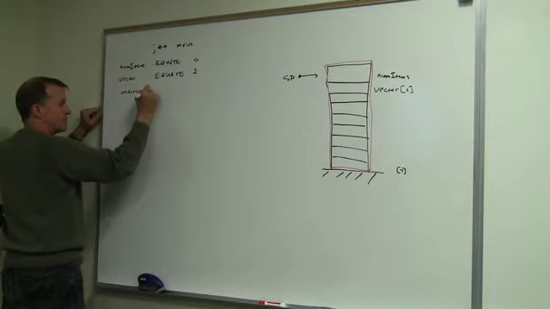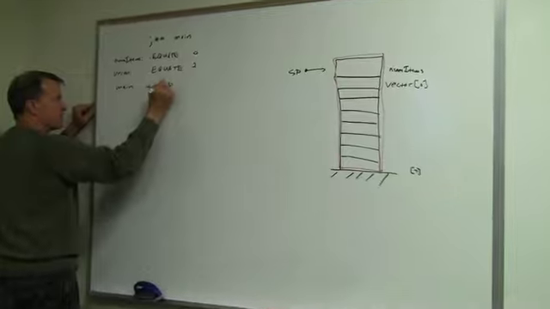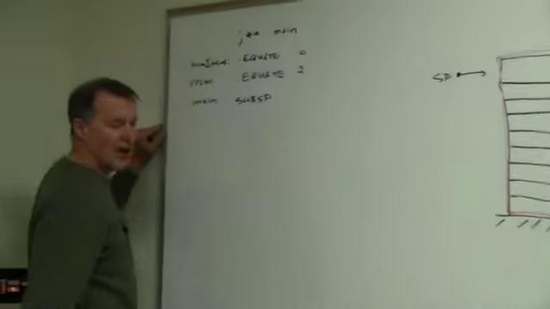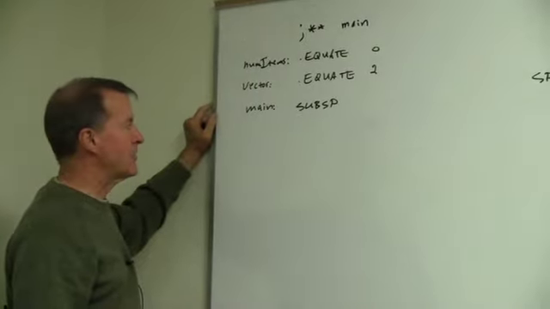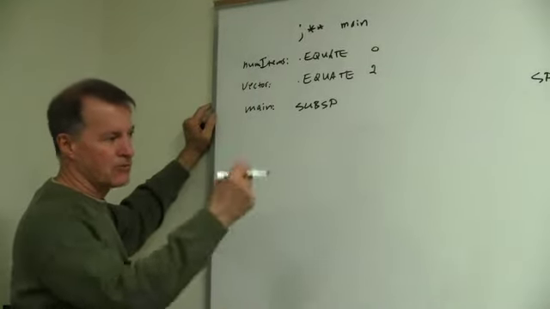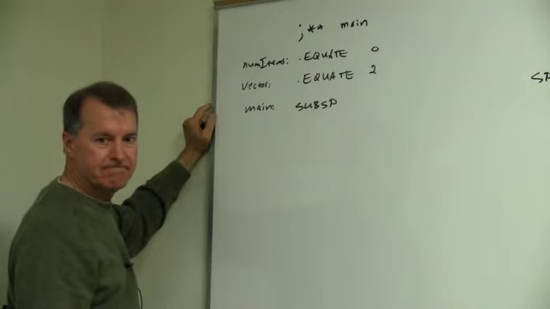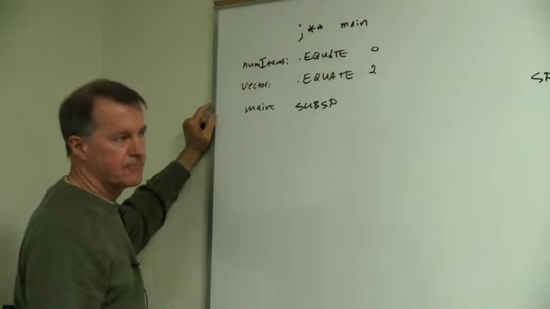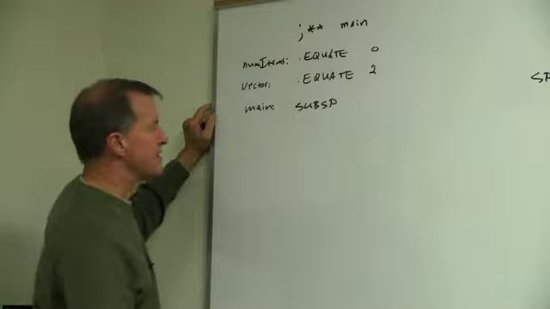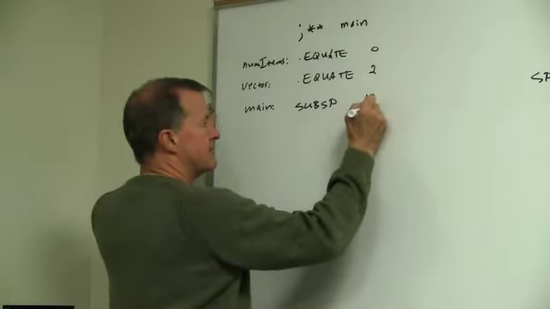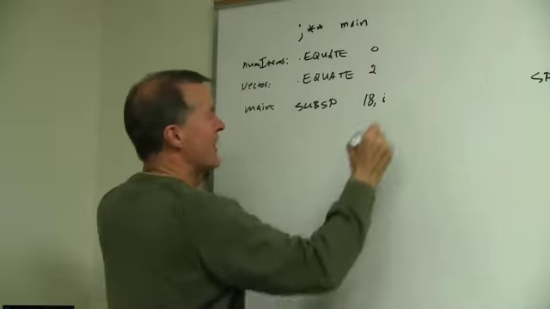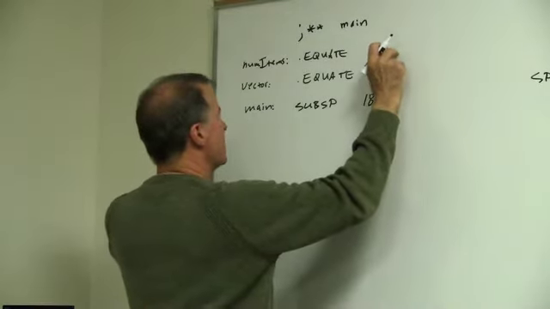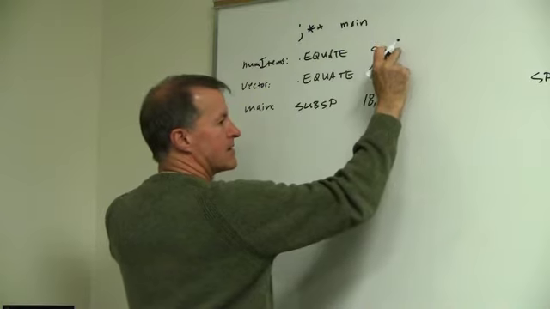Okay, and now here we have main and sub SP. But how much sub SP do we have to do? We have to allocate the whole thing, right? Is that right? Too bad we can't get the chatter from the audience here. And that's 18 altogether, right? Because it's 16 for the array and 2 for the local variable.